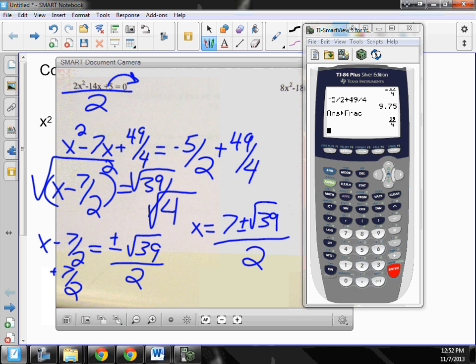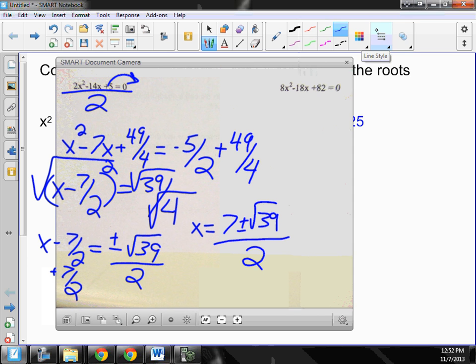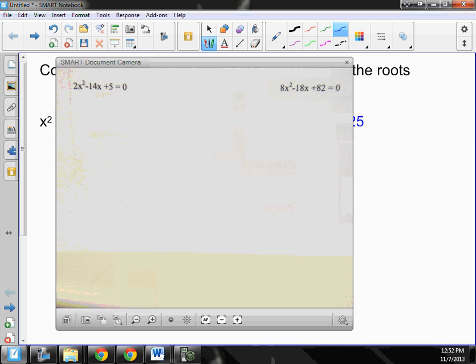The next one is as hard as it gets. So I have a leading coefficient of 8. It doesn't divide out nicely, but because I'm completing the square, I need to just go ahead and divide it. And keep all of your numbers in fraction form. So x squared minus, can 18 over 8 simplify? 9 halves. So minus, or 9 fourths, x. And I'm going to move the 82 to the other side.